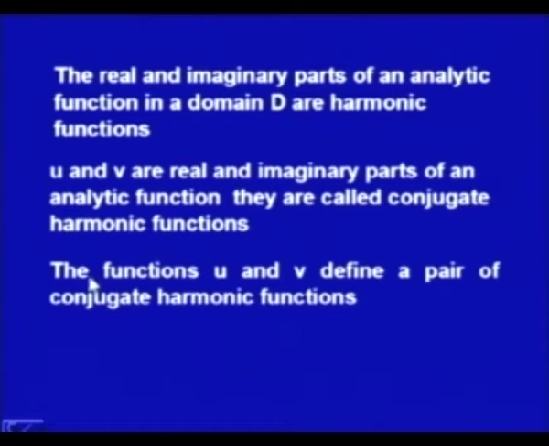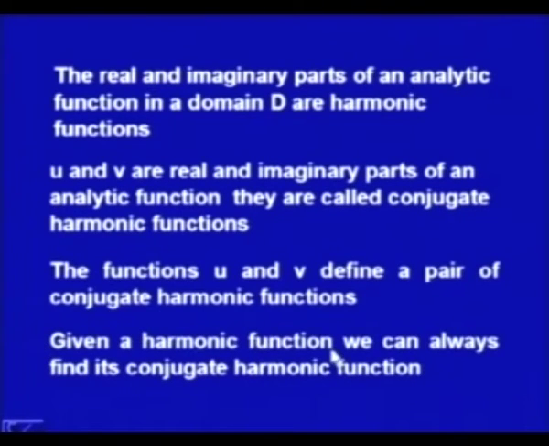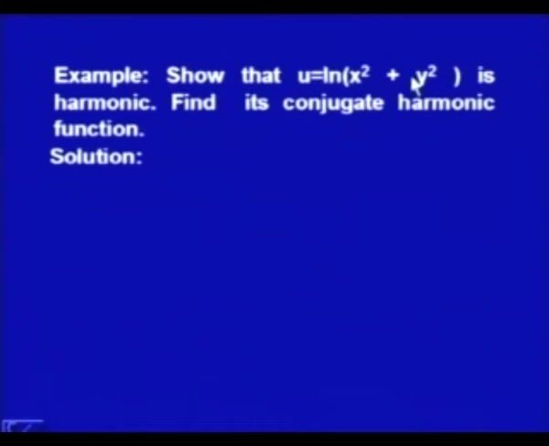And finally, the functions u and v define a pair of conjugate harmonic functions. We say u is the conjugate of v and v is the conjugate of u, and this says that u and v will define a pair of conjugate harmonic functions. So, given a harmonic function, we can always find its conjugate harmonic function. If u is given, then using CR equations we can find v, and if v is given we can find u. This we do in this example.